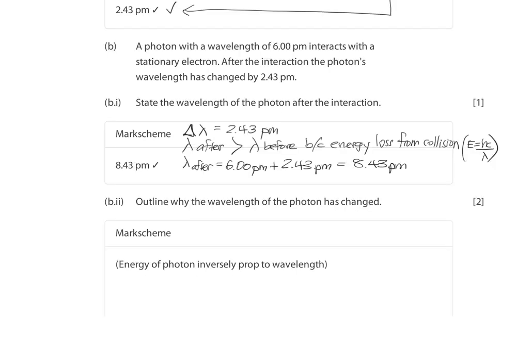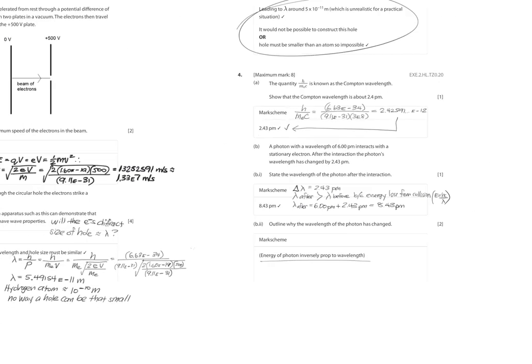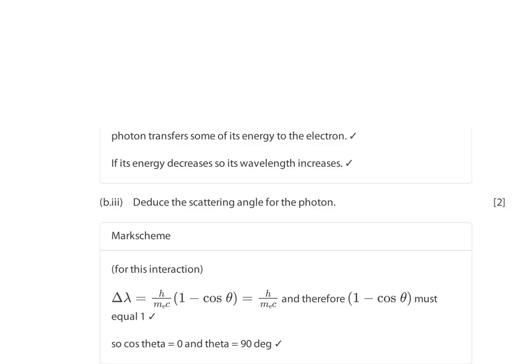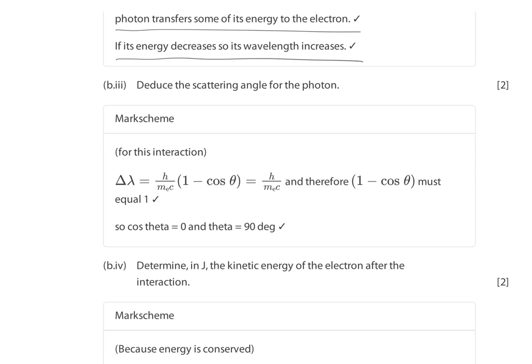And B II, why did the wavelength change? I just said that. It was an energy loss from the collision, so the wavelength gets bigger. Energy is inversely proportional to wavelength, and the photon transfers some of its energy to the electron, so if the energy goes down, the wavelength increases.